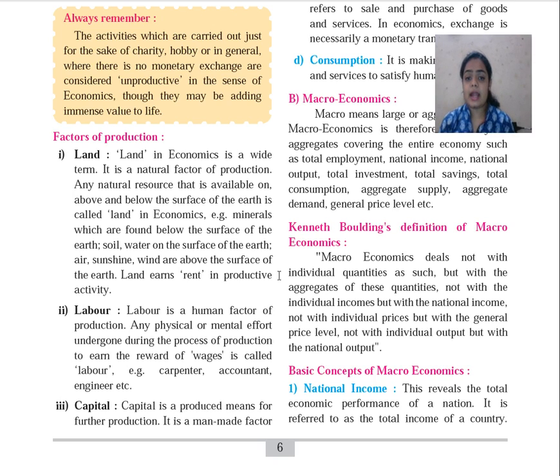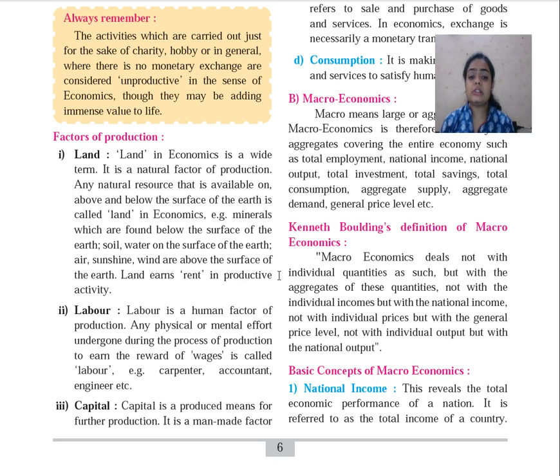So he says that in macroeconomics we shall not deal with individual quantities, but we shall deal with aggregates of these quantities. We shall not deal with individual incomes, but we shall deal with national income, not with individual prices, but with the general price level, not with individual output, but with the national output. So he says that basically microeconomics is smaller units and macroeconomics is larger units.